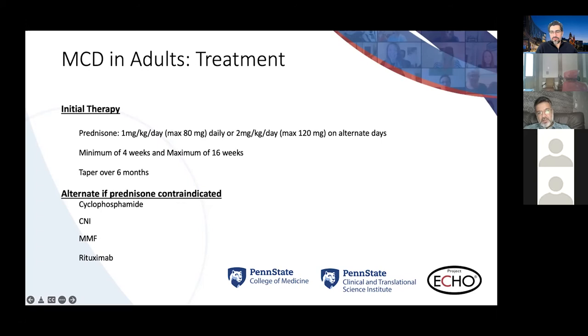So now all the international guidelines recommend treating these children with 2 milligrams per kilogram per day for the first 4 weeks, and then 1.5 milligram per kilogram every other day for the next 4 to 8 weeks. So total 8 to 12 weeks is the duration of therapy. And the maximum dose is not above 60 milligrams.